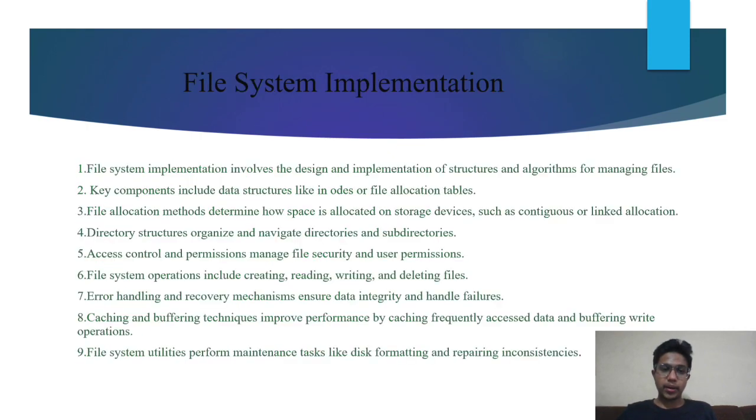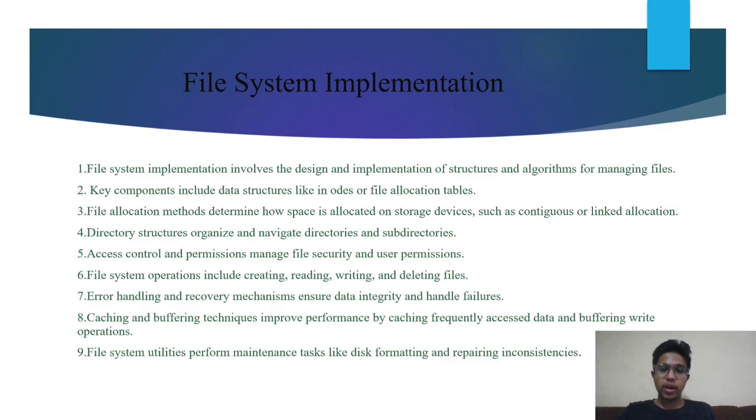File system implementation. The file system implementation involves the design and implementation of structures and algorithms for managing files. The key components include data structures like the boot sector or file allocation table. Allocation methods determine how space is allocated on storage devices, such as contiguous or linked allocation. Directory structure organizes and navigates directories and subdirectories.